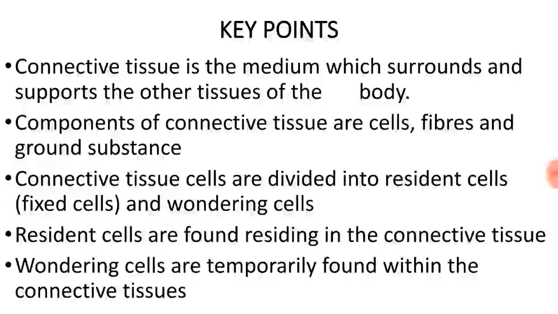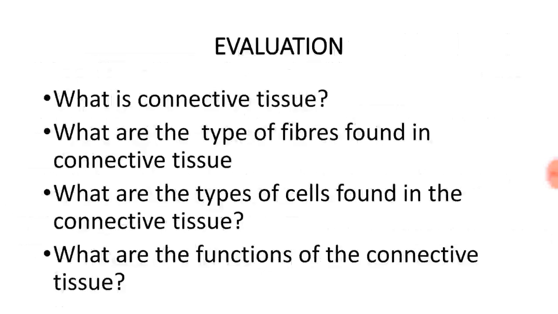So connective tissue is a medium which surrounds and supports other tissues of the body. The components of connective tissues are cells, fibers, and ground substance. Connective tissue cells are divided into resident cells, known as fixed cells, and wandering cells. Some resident cells are always residing in the connective tissues, but wandering cells are found there when there is a need, like the immune cells. Resident cells reside in the connective tissues, and wandering cells are temporarily found within the connective tissues.